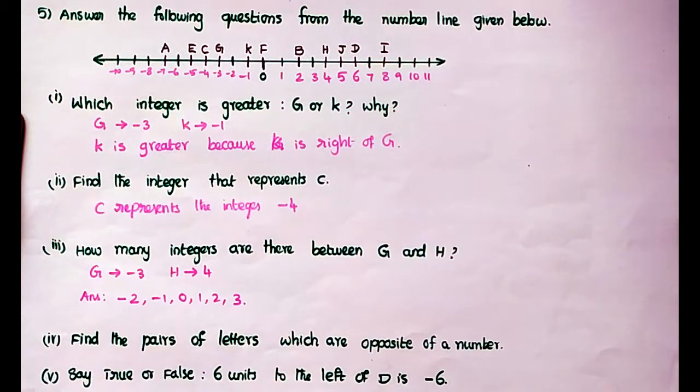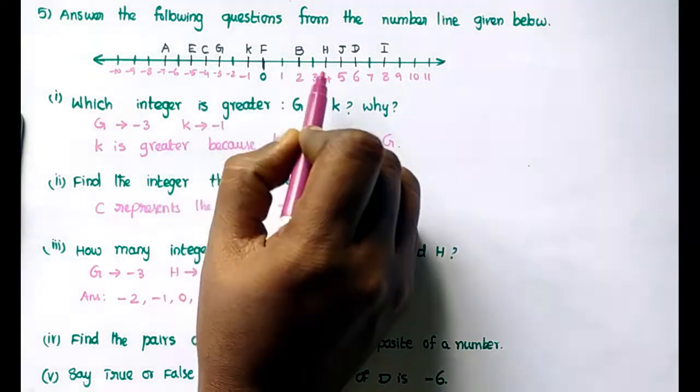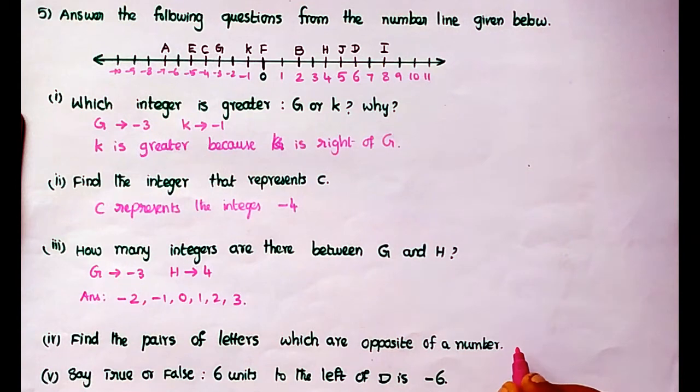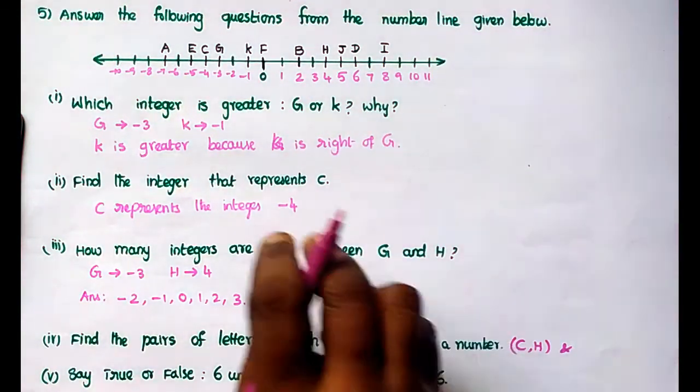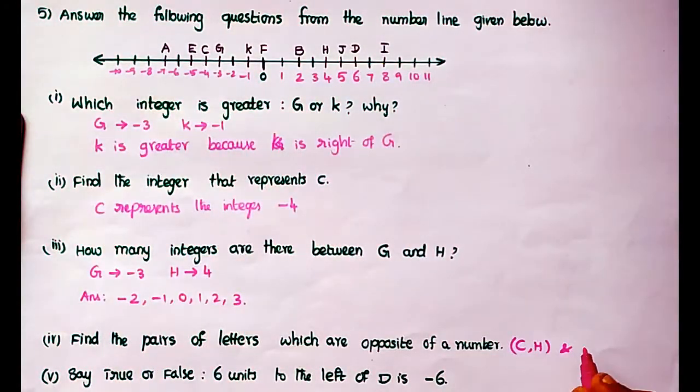That is the answer. Next one, find the pairs of letters which are opposite of a number. Here C is -4, H is +4. So that is our opposite pair, C, H. Next one, E and J. Listen, -5, +5. So E and J. These two pairs are opposites of a number.